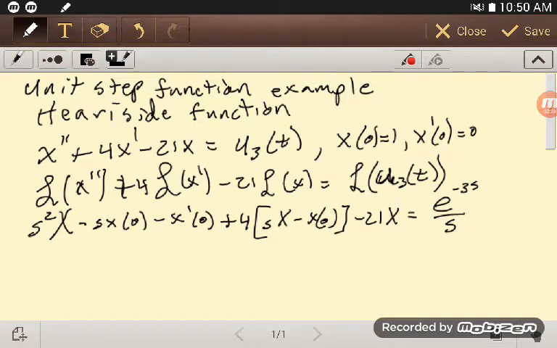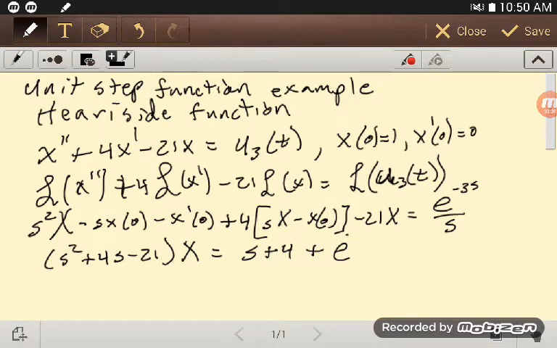Now I'm going to shorten this a little bit because we've done that before. When I plug in my values for x(0) and x prime(0) and so forth, and pull things together, I get s squared plus 4s minus 21 all times the Laplace transform of x equals, and then we had the minus s and the minus 4 on the other side, so I brought those over, plus e to the minus 3s over s.